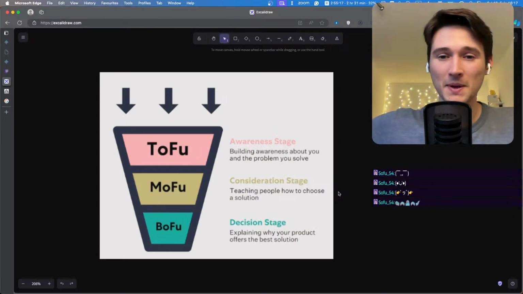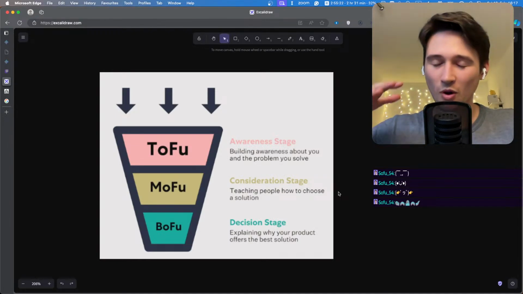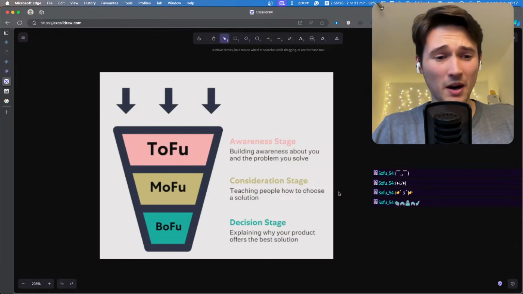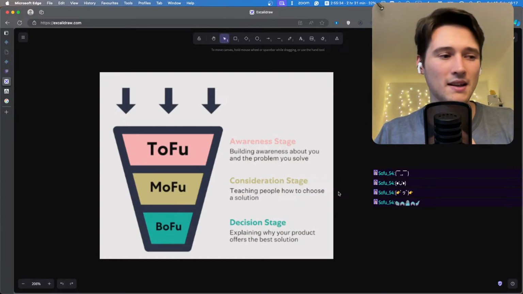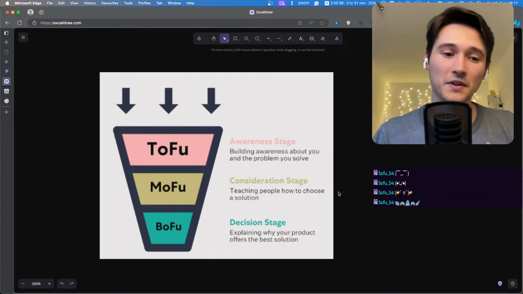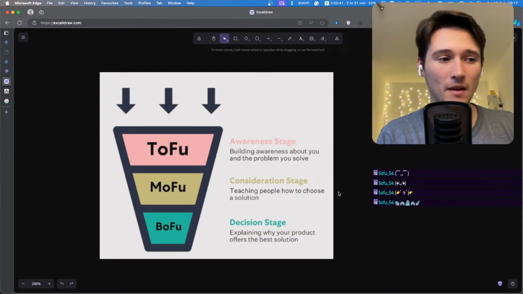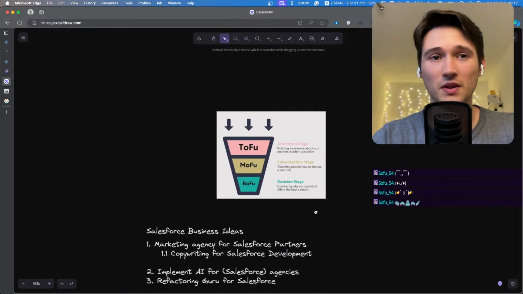Or you have marketing people who understand how to write the marketing or search engine optimization, but they have literally zero idea about development. They don't know what a variable is and so on. So it's super hard to write a technical article, because you need to combine those two things. And if you can offer the services of writing technical content for Salesforce companies or for any other technical company, this is such a good niche.